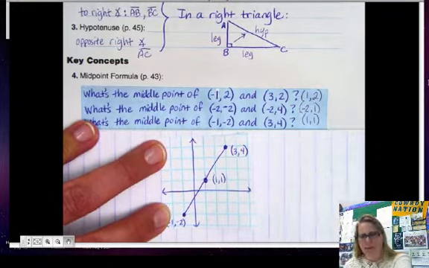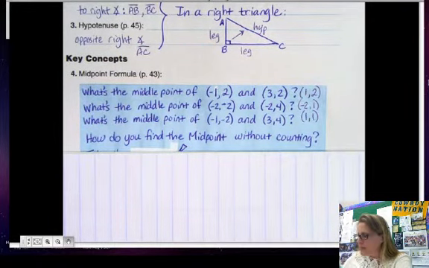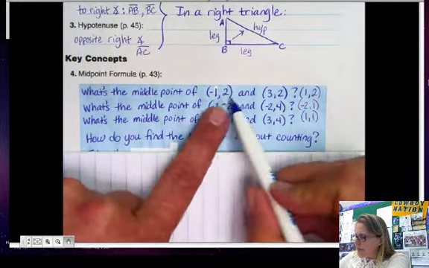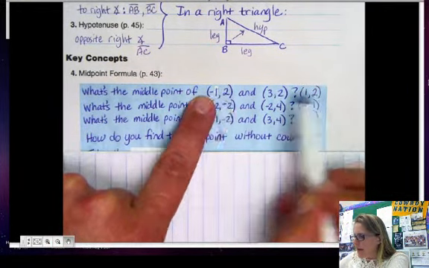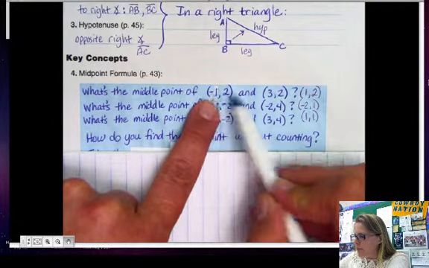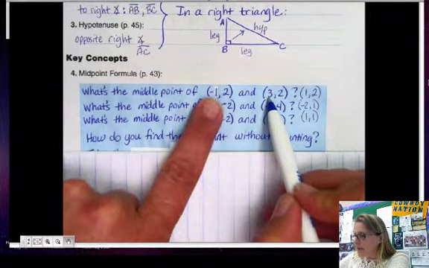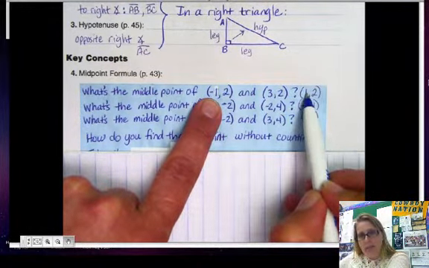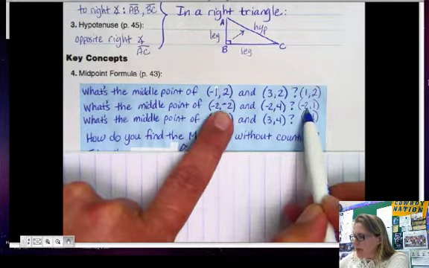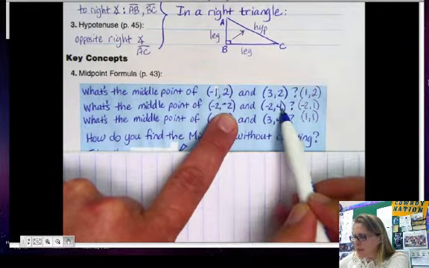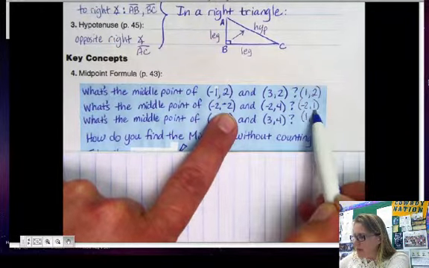Okay, how can we do that without counting, though? How do you find the midpoint without counting? Well, as it turns out, take a look. If we're going horizontal, the 2's stay the same. And what we did here is we had a -1 and a 3, and we found the middle. We found the average, right? -1 plus 3 divided by 2 is 1. How about this one? -2, -2 stayed -2. But this one was -2 and +4, and if we found the average between those two, it's also 1, right?